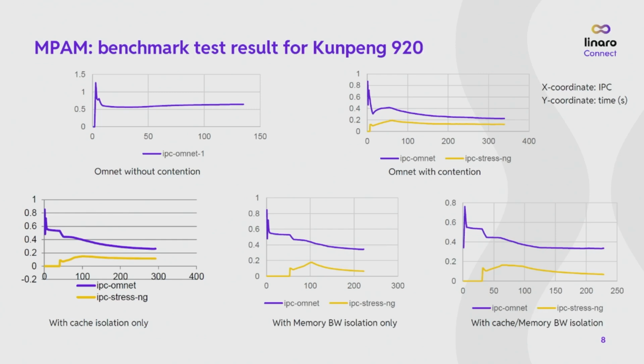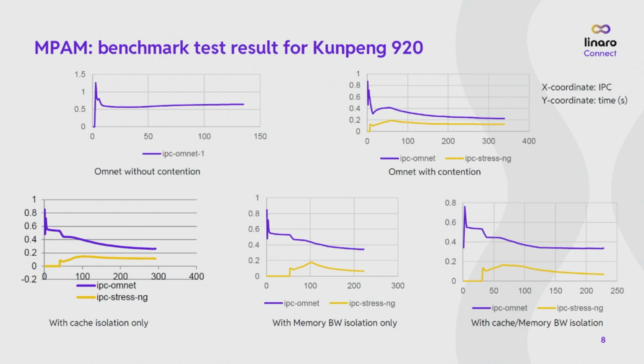Then we add some noise. We're running omnetpp together with stress-ng, which is memory hungry and creates a lot of contention. We can see that the IPC drops a lot compared to this one. It's nearly 0.2, and the time to finish the test has more than doubled.